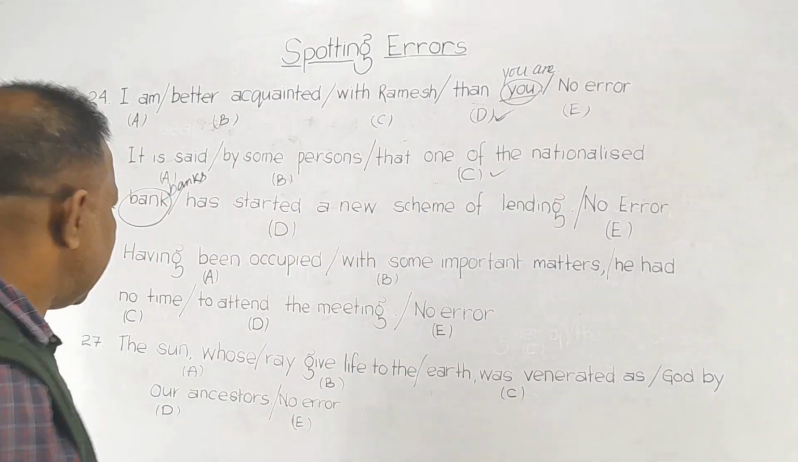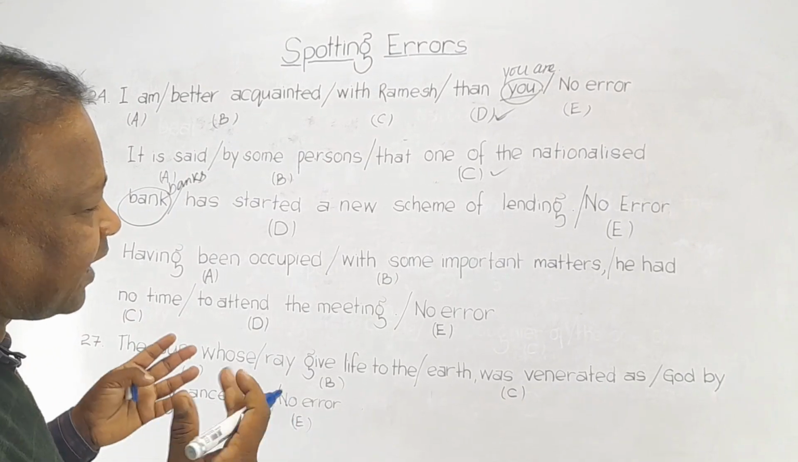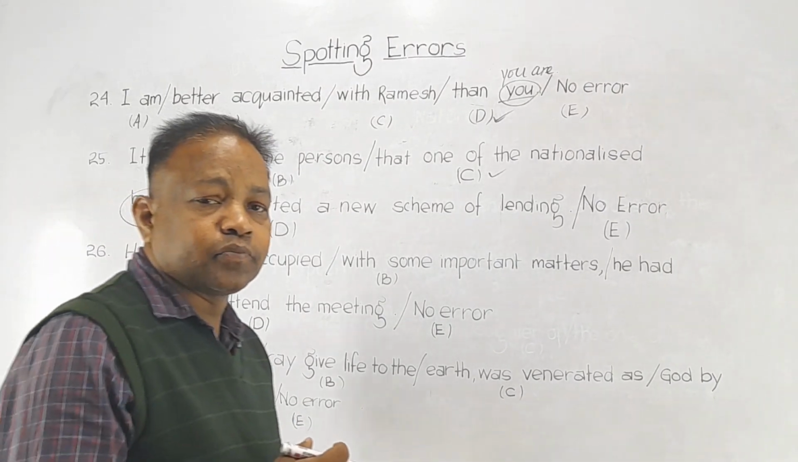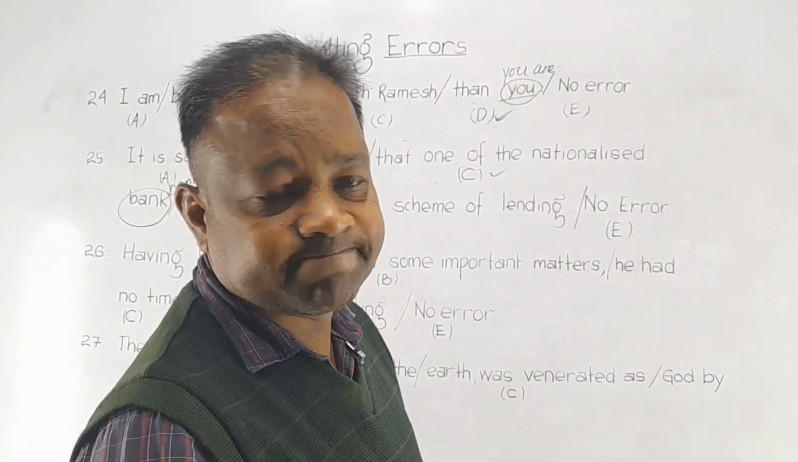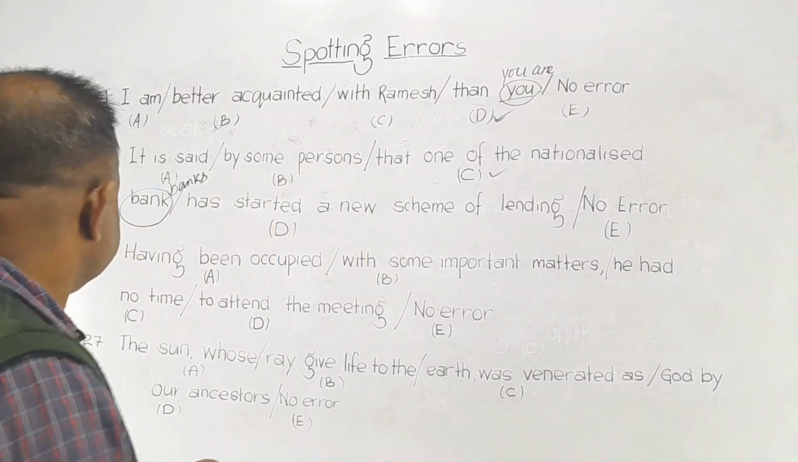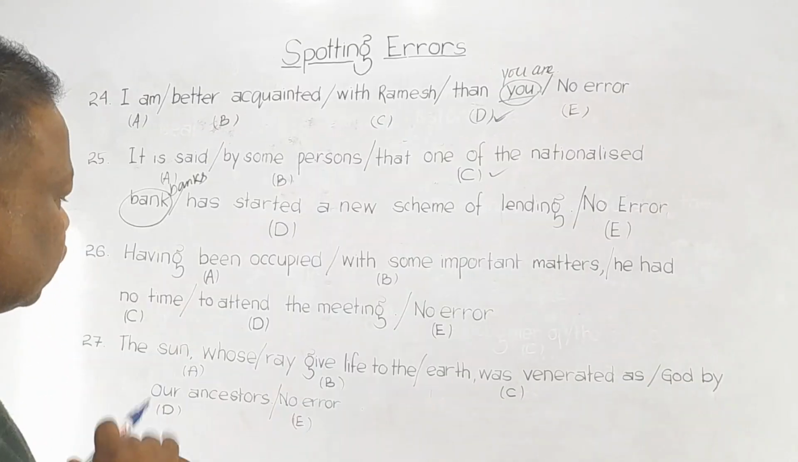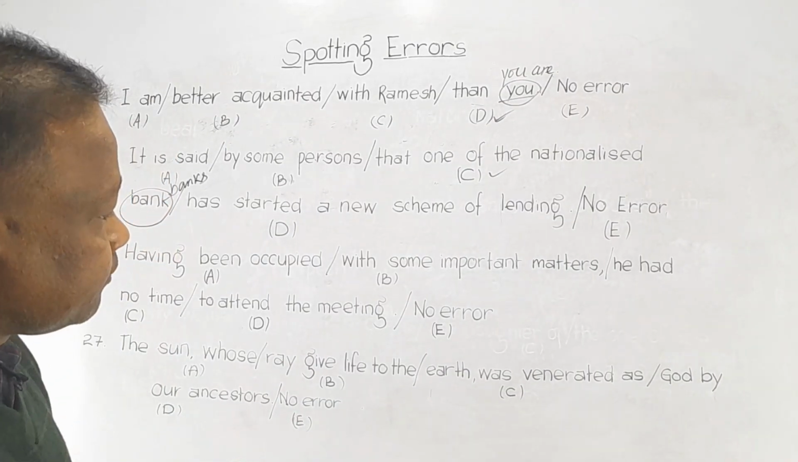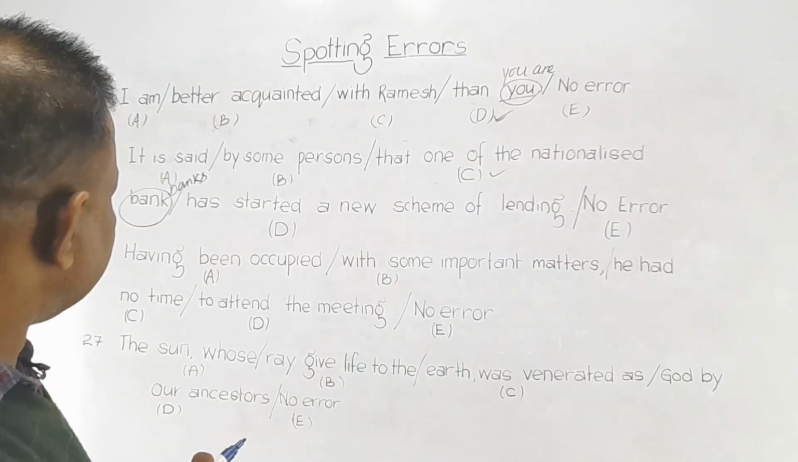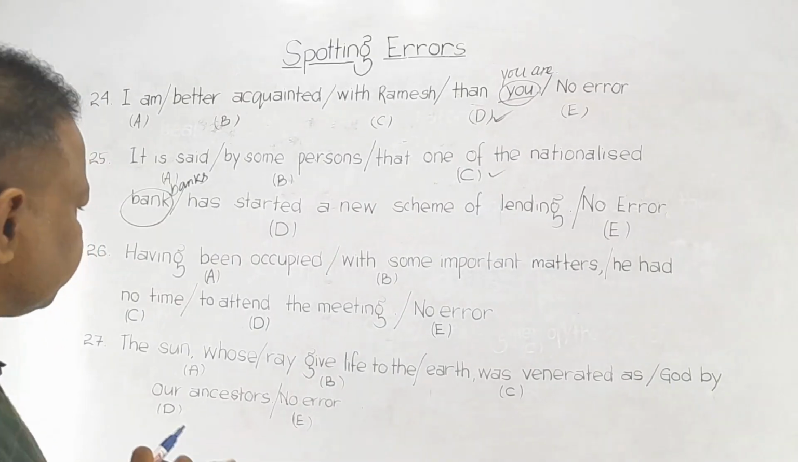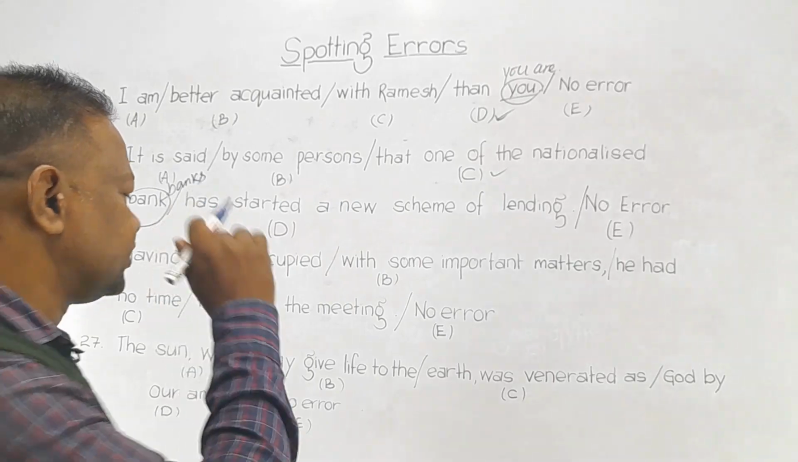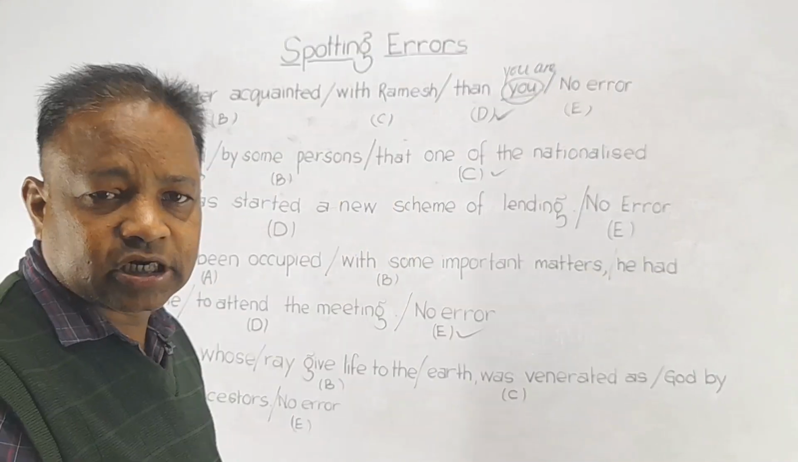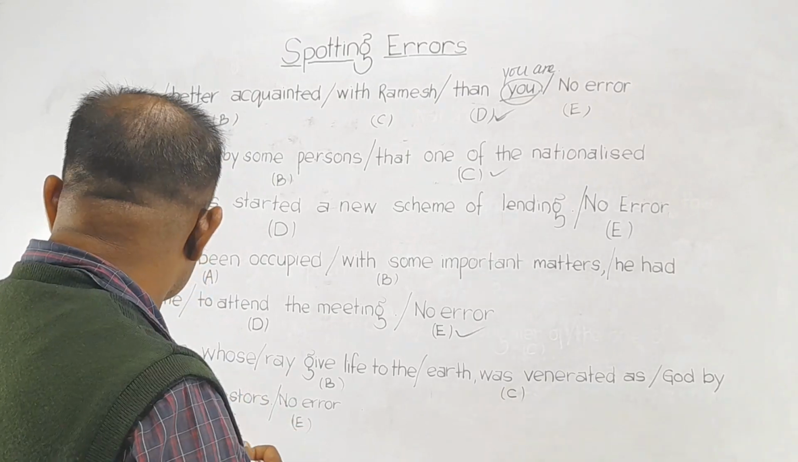Number 26. Having been occupied with some important matters, he had no time to attend the meeting. Let's find out the error in this question. Yes. Having been occupied, no error. With some important matters, no error. Part C, he had no time, correct, to attend the meeting, correct. Yes. Answer is part E. So this sentence does not contain any error.